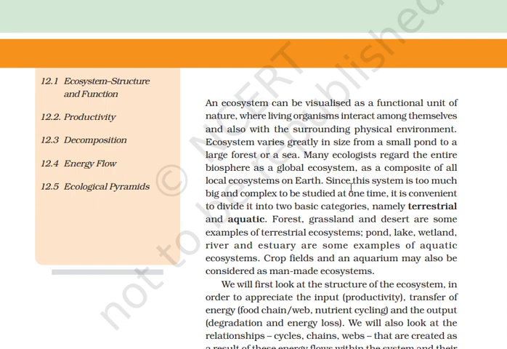Since the system is too big and complex to be studied at one time, it is convenient to divide it into two basic categories, namely terrestrial and aquatic. Forest, grassland, and desert are some examples of terrestrial ecosystems. Pond, lake, wetland, river, and estuaries are some examples of aquatic ecosystems. Crop fields and an aquarium may also be considered as man-made ecosystems.